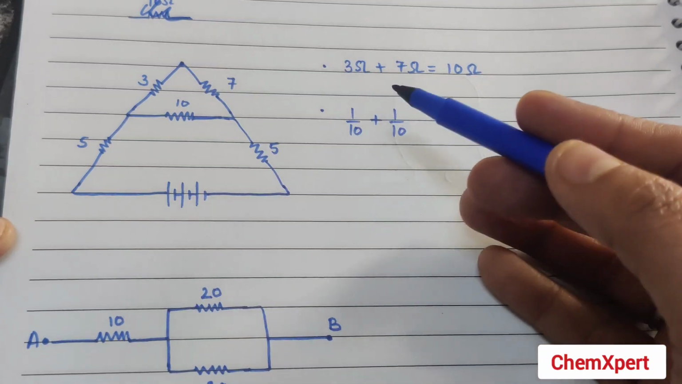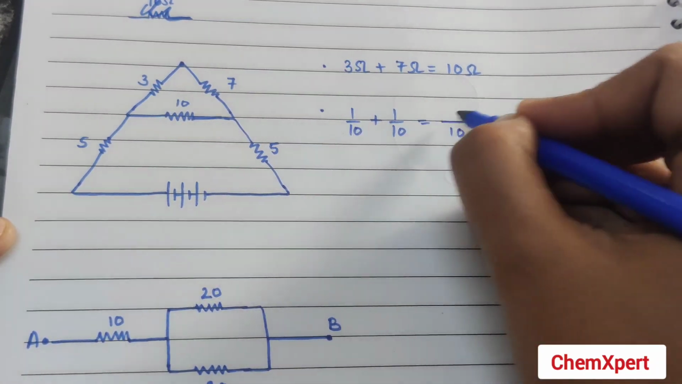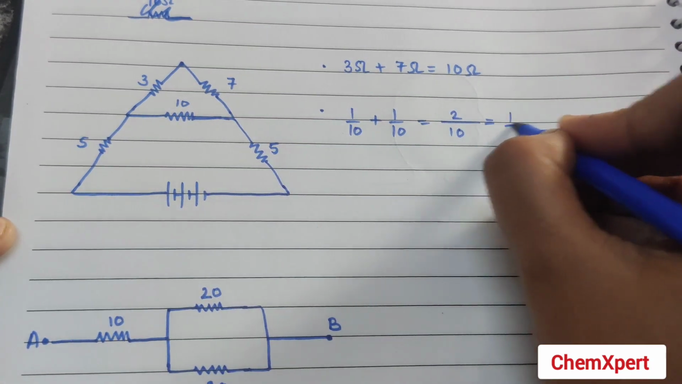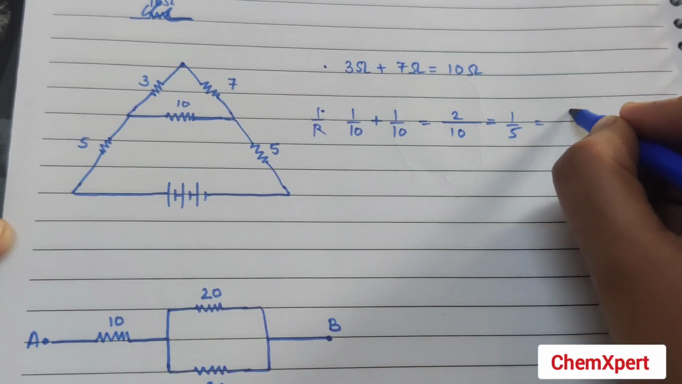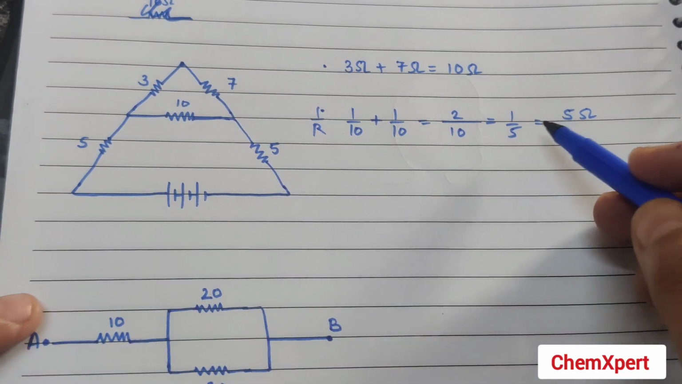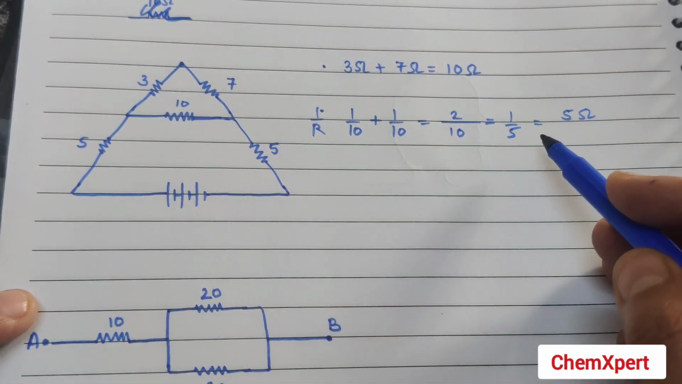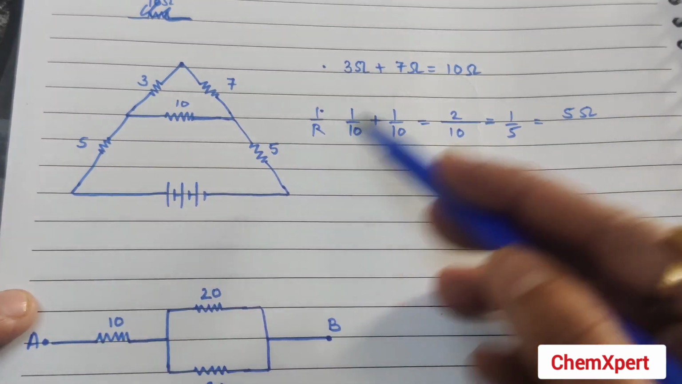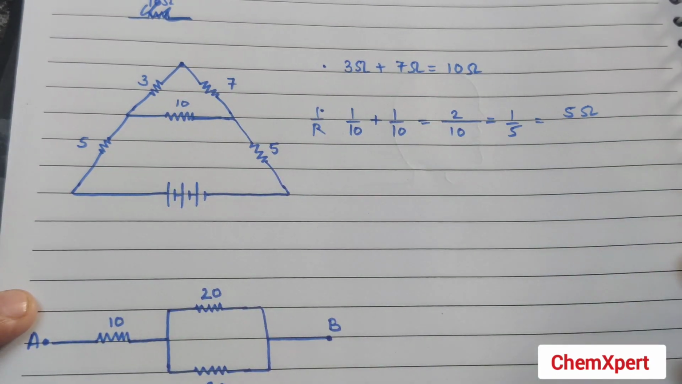So for parallel we take 1 upon 10 plus 1 upon 10, LCM will be 10, so it will be 2 by 10, which will become 1 by 5. So now the resistance will become 5 ohm. The major mistake students make in this question is that they write resistance is equal to 1 upon 5, whereas 1 upon R is equal to 1 upon 5, so R is equal to 5 here.